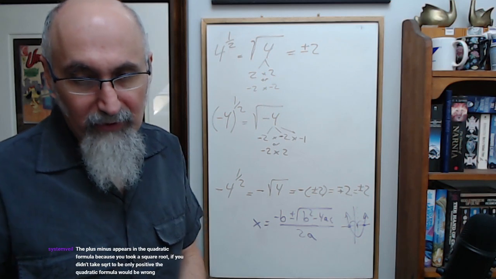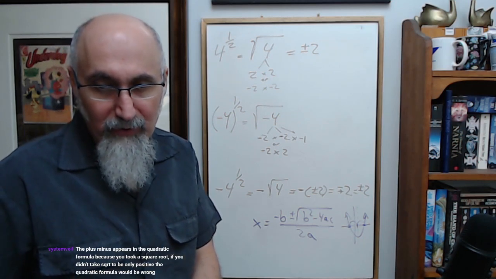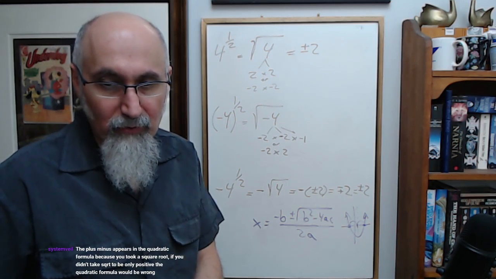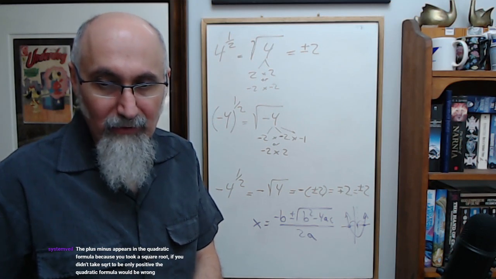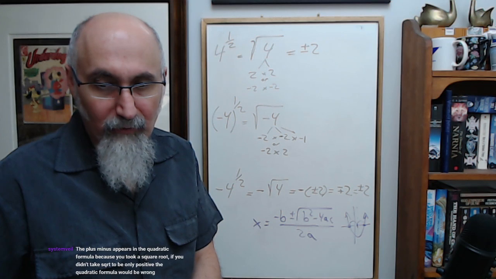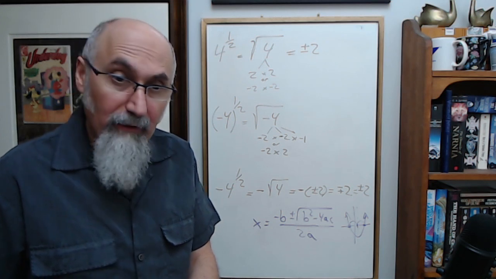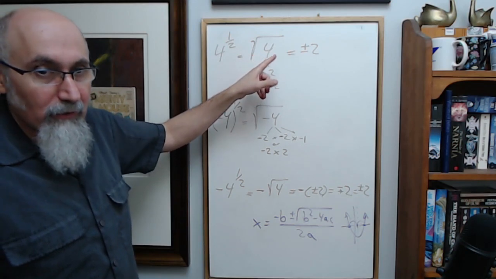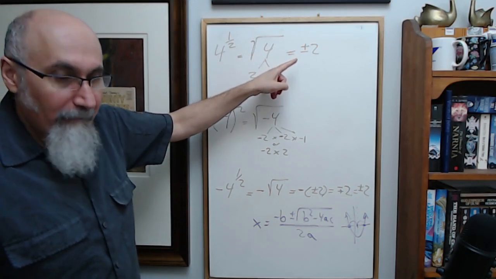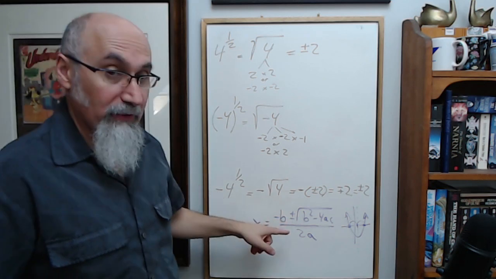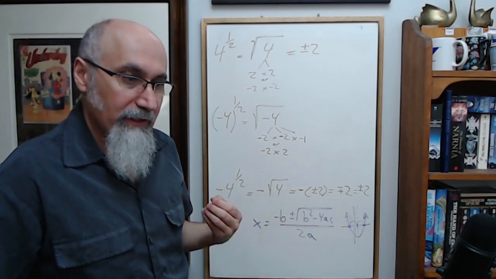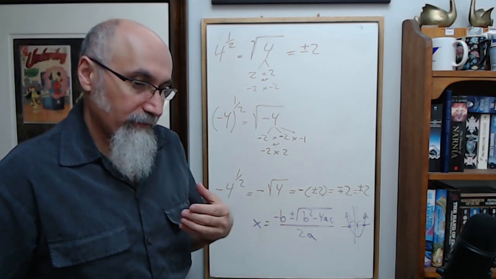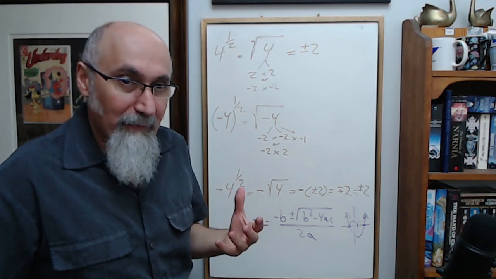Okay, the plus minus appears in the quadratic formula because you took a square root, for sure. If you didn't take a square root to be only positive, the quadratic formula would be wrong. But by definition, if you take the square root, you need the plus and minus. The plus and minus doesn't just come into play in the quadratic formula. It's part of what happens.